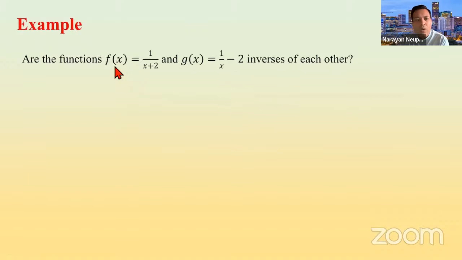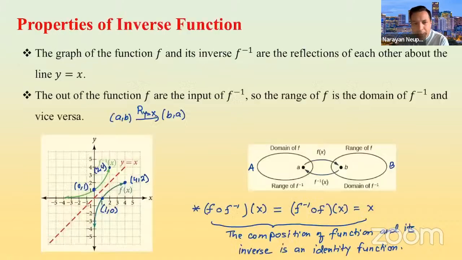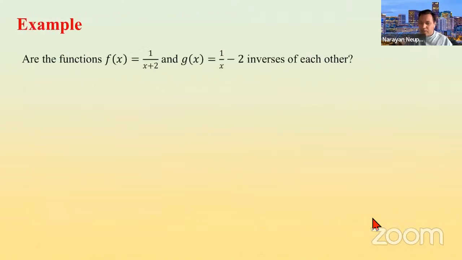So what we do is we take the composition. We find f o g of x and g o f of x. If we get x as the answer in both cases, then we say that they are inverse of each other. Otherwise, they are not the inverses. Okay, so let's check it.